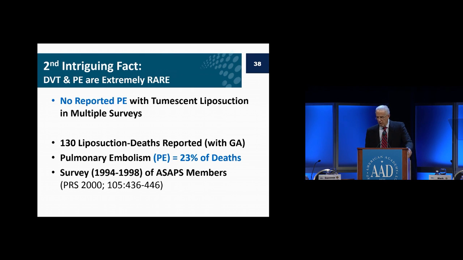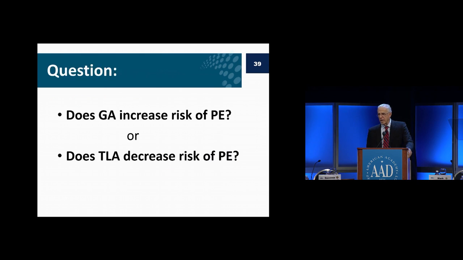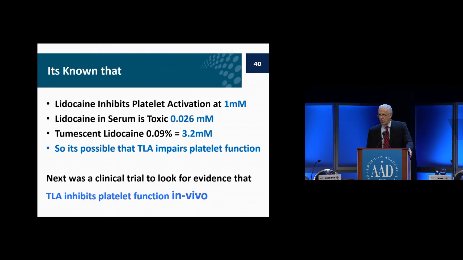How could this be? And so my question was, is it that general anesthesia increases pulmonary emboli? By the way, those surgeons who responded to that survey all are surgeons who typically use general anesthesia and don't know anything about tumescent anesthesia. So does general anesthesia increase the risk of pulmonary emboli, or does tumescent lidocaine anesthesia decrease the risk of pulmonary emboli, or both?